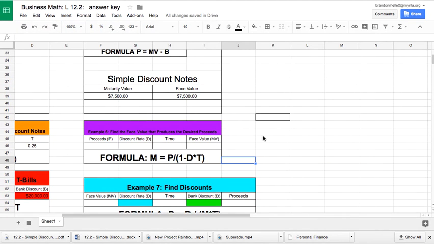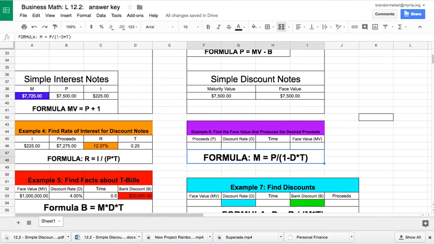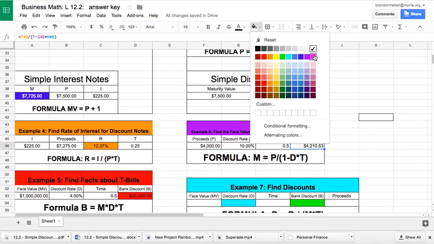In example 6, we're finding the face value that produces the desired proceeds. So the situation is Mike needs $4,000 to repair his roof. And he's taking out a bank discount at 10%. And he has 180 days to repay this in time. So what is going to be the face value or the maturity value at the end of this? Well, all we're doing is taking the proceeds divided by 1 minus d times t. And so the amount that he would agree upon to the bank discount would be $4,210.53. Now he needs the $4,000 to repair his roof, so that's why he's taking out a little bit more. So the check that they would send him would be for the $4,000 to be able to fix the roof for his house.